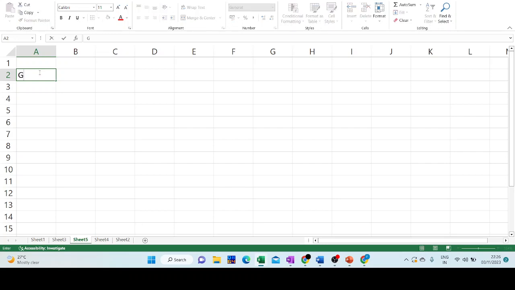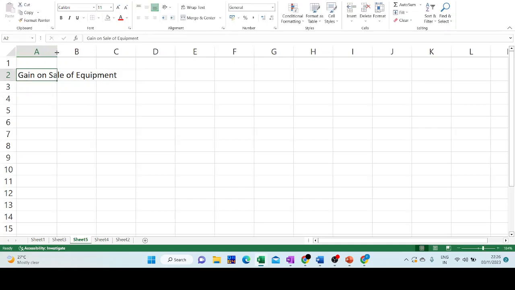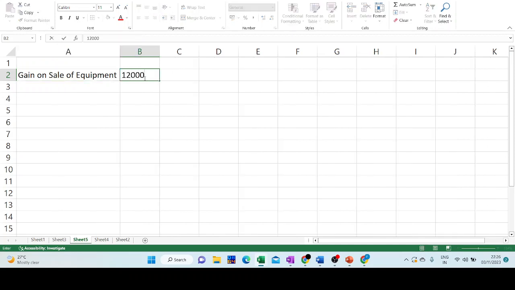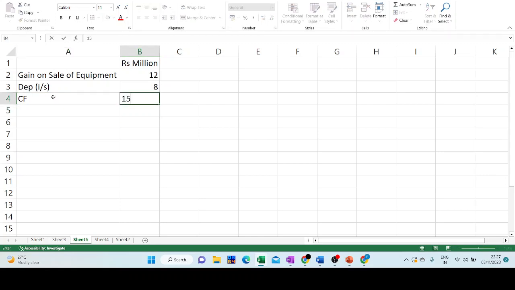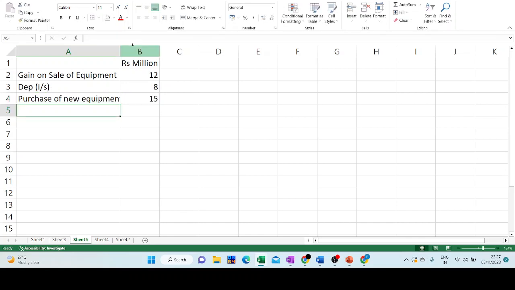So there is a company which has reported a gain on sale of equipment of 12 million. ठीक है ना, तो रुपीज मिलियंस लिख लेते हैं, आज डॉलर में बात नहीं करेंगे, बहुत हो गया डॉलर का. Okay, in the income statement, the company has reported a depreciation expense of 8 million, and in the cash flow statement, the company has shown a capital expenditure of 15 million, all of which was for the purchase of a new equipment. So purchase of new equipment is 15, right? So basically 15 million has been spent to purchase a new equipment.